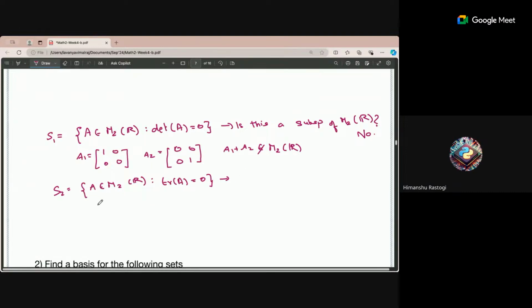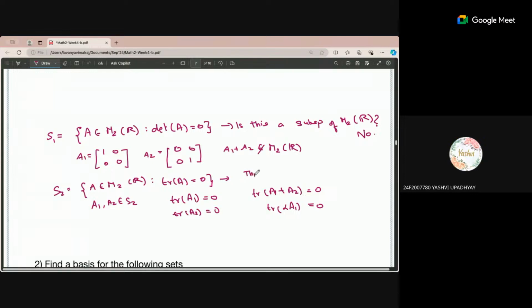Suppose you take A1 and A2 as two elements from S. You know the trace of A1 is 0, and the trace of A2 is 0. Right? Now what is the trace of A1 plus A2? It is also 0, right? Similarly, the trace of alpha times A1 is also 0. So is this a subspace or not? Yes. Okay, I will think and ask them.